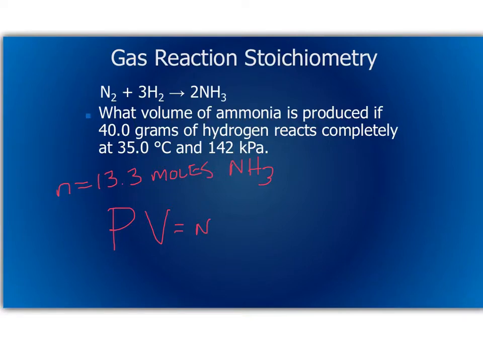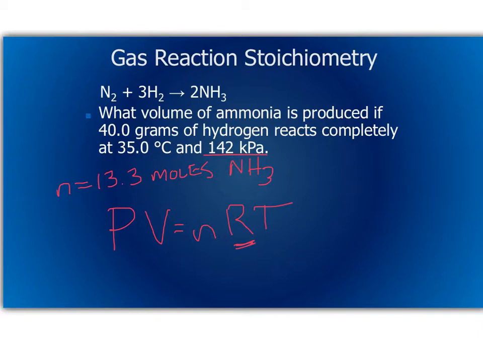I'm going to write that the same so that we're consistent: small n times R, and then T. We have to know what the right universal constant is, so we're going to use the kPa one for that, so we know what that one is. So let's just put in our values here.